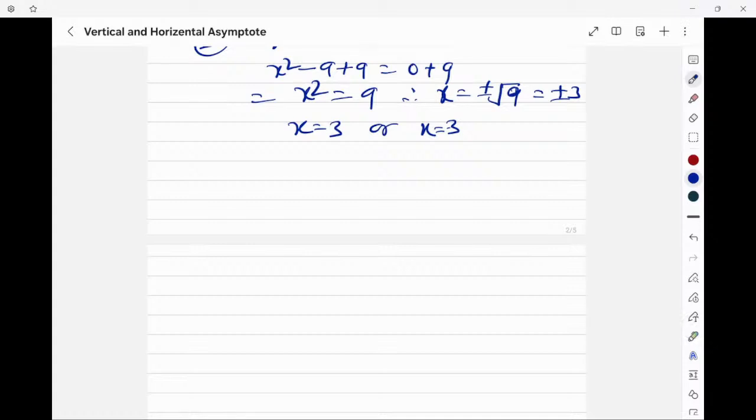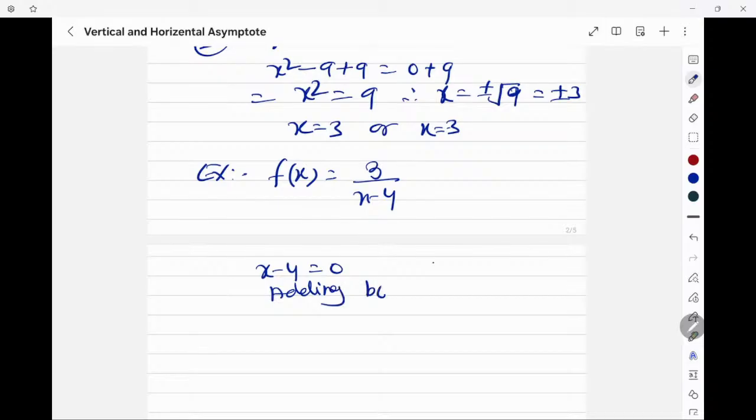Now we will see how to plot the graph. Let me discuss another example of how to find the vertical asymptote: 3 over x minus 4, right? First, set the denominator equal to 0, rule 2. So x minus 4 equals 0. This implies, adding 4 to both sides, x minus 4 plus 4 equals 0 plus 4. This implies x equals 4.